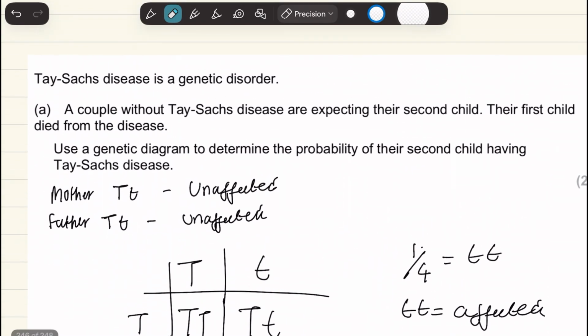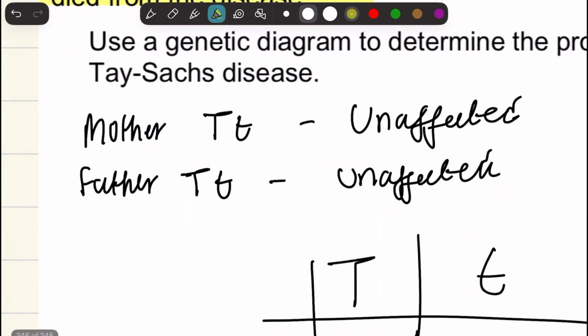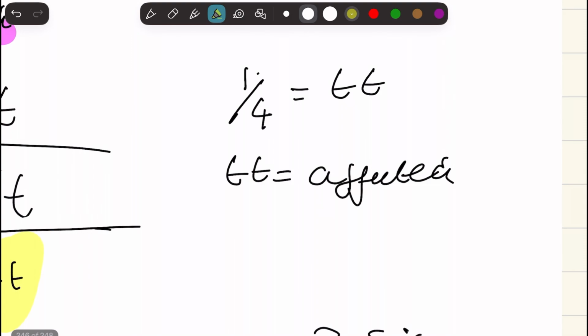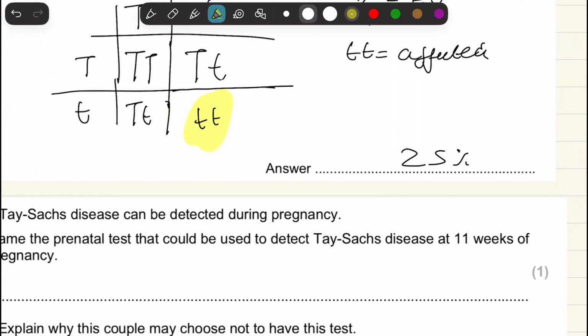Okay, so we've answered the first one. Now, I needed to figure out, is Tay-Sachs autosomal dominant, autosomal recessive, is it sex-linked? What in this information tells me? It says the couple are without Tay-Sachs disease, but the first child died from the disease. That must mean that both of them were carriers. So I'm going to write out the mother and father's genotype, then the phenotype, and then I'll draw my pedigree chart. In this corner here, these are the only people that are going to suffer from the disease. So if it's a quarter, and we're also going to say that tt is affected, the answer is 25%.